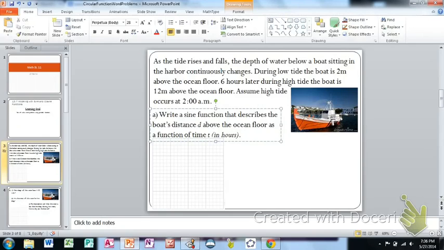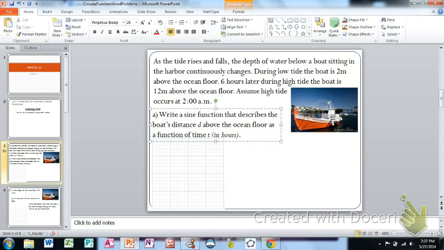Alright, well the first thing to understand here is that a tide is a periodic thing. It keeps coming and going. It keeps fluctuating between low tide and high tide, low tide, high tide, low tide, high tide. And anytime you have repeating values, you know you can use a sine or a cosine function to model that. So we're just going to use the sine function, right?